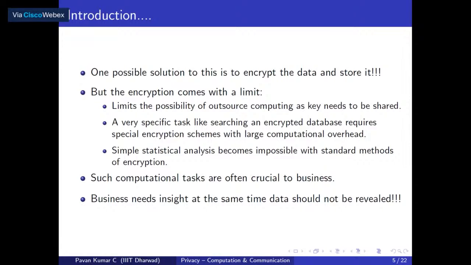That is the challenge. And when you have data in encrypted format, even a simple searching operation over the encrypted database requires a lot of computational overhead. A lot of computational overhead in the sense that it produces a lot of noise when you perform this computation over the encrypted data. So we need to make sure that such noise is reduced, and then we will get the results in the simplest possible way. And also, simple statistical analysis becomes impossible with standard methods of encryption.